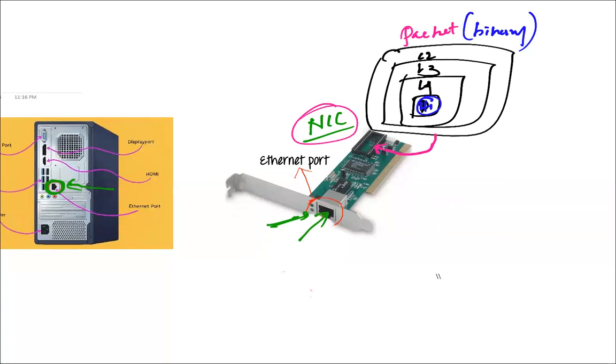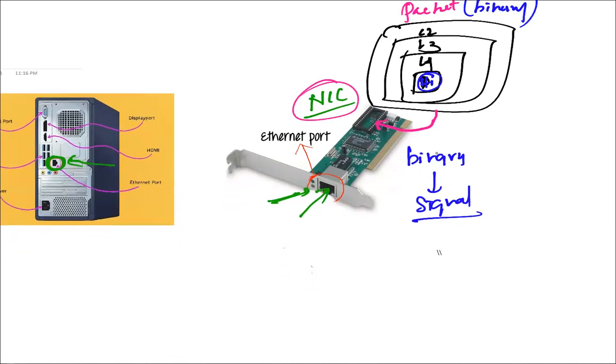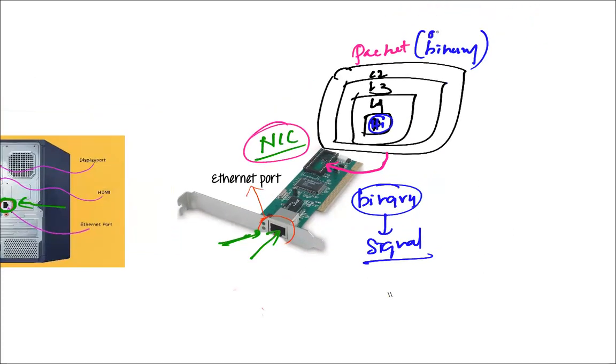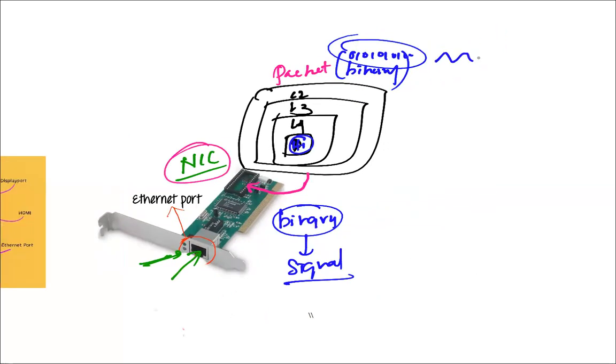Now this binary is given to the network interface card. What the network interface card will do is convert this binary data into signals. All these zeros and ones, this packet full of zeros and ones, is now converted. Our packet is getting the transition from binary to signals. The same data only. But earlier, when it was in the PC, it was in binary format.